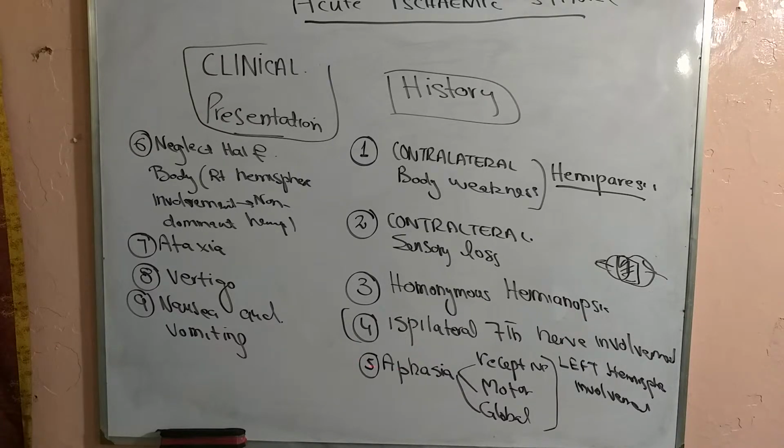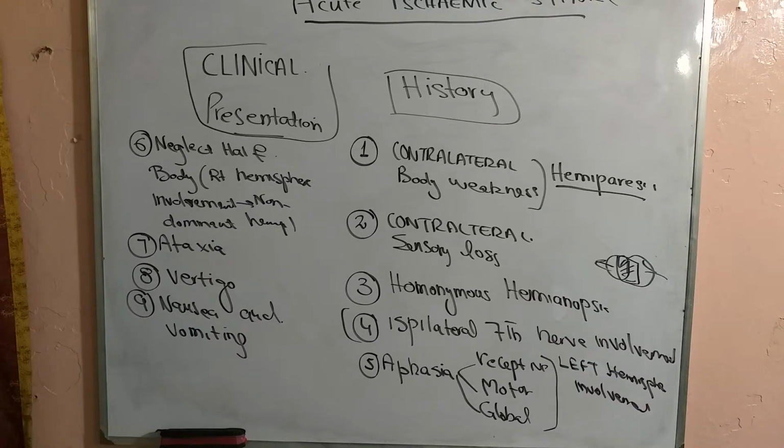Patient may not be able to speak properly or speak at all, or may not be able to listen even, depending upon whether the aphasia or the dysphasia is receptive, motor, or global. The patient may not be aware of the existence of half of the body because of involvement of the non-dominant or right hemisphere, because in the majority of people the left hemisphere is the dominant hemisphere. If the brainstem is involved, there can be the problem of ataxia.